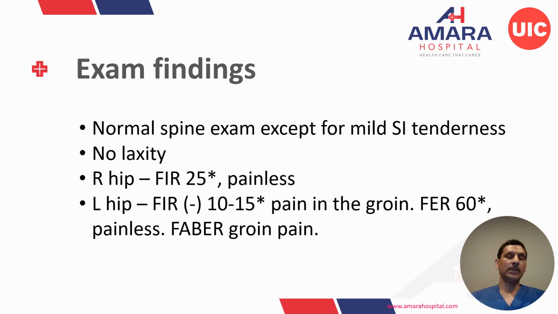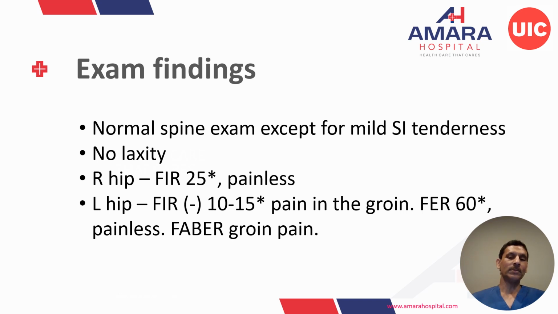A specific hip exam showed that the right hip, which is the non-painful hip, has internal rotation at 90 degrees of flexion of about 25 degrees. Healthy is 20 to 30, so well within the range. More importantly, it's painless. On the left hip, her internal rotation is grossly restricted. She has an external rotation deformity of 10 to 15 degrees, so it's minus 10 to 15 degrees. And more importantly, there's pain in the groin with further internal rotation.